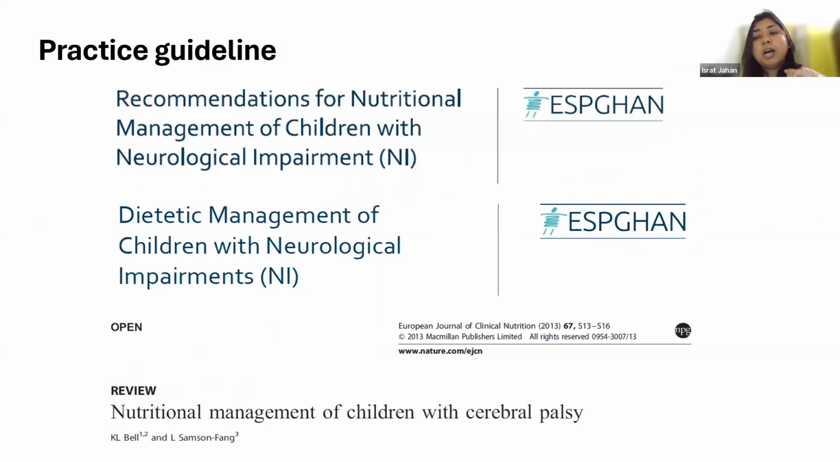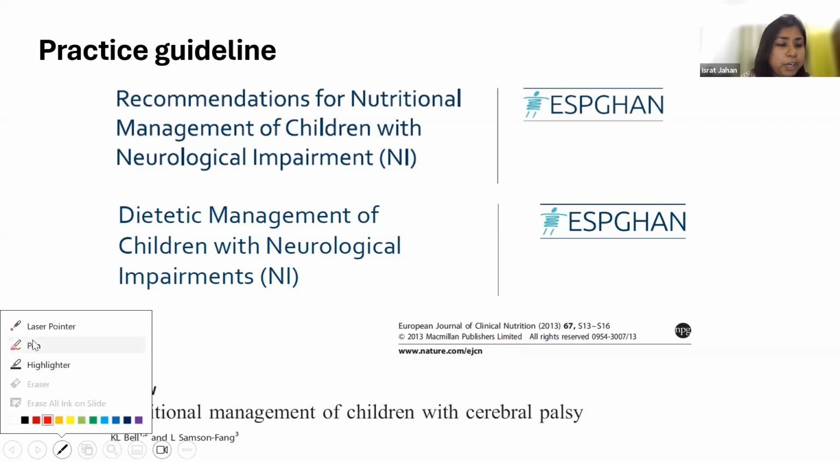Okay. Now, Mercedes has already shared a little bit about ESPGHAN, and I agree with Mercedes. Please read these materials. These are very, very informative and very specific, so very helpful for us when we don't have any evidence from LMICs. So, the first one, the recommendations for nutritional management.